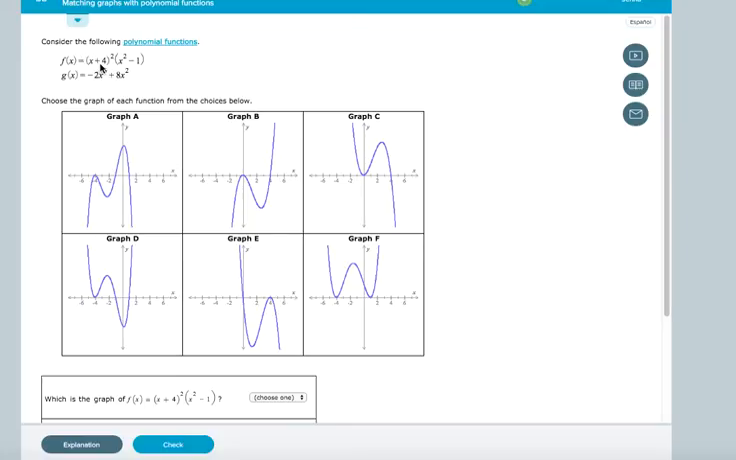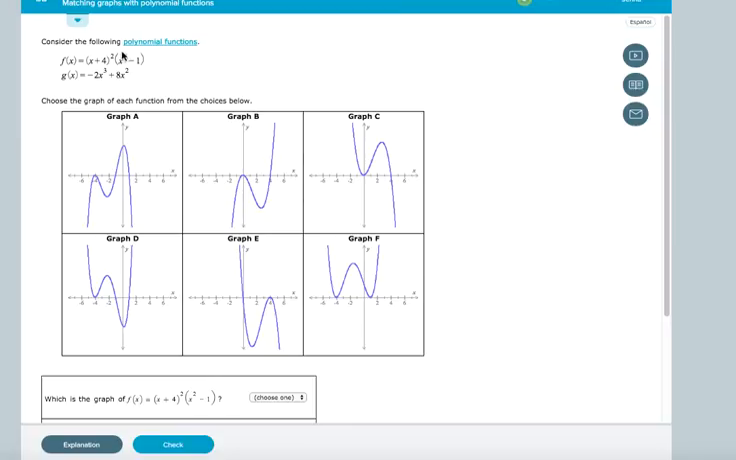Now, I noticed that negative 4 is a repeated root. That means that it touches the x-axis and goes back the other way. Now, they both actually have that. So negative 4 is a repeated root. It bounces off the x-axis, but they both have that. So that doesn't actually help me.